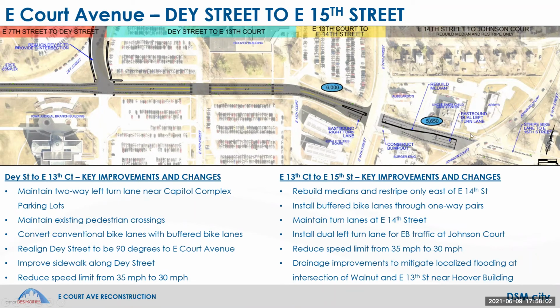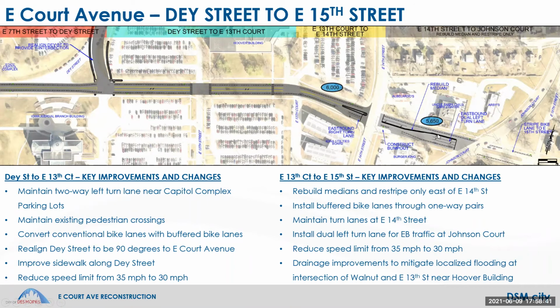This stretch between East 14th and Johnson Court was recently reconstructed in the past 5 years or so. So we won't be reconstructing that street, but we'll be rebuilding the median to kind of allow us to reallocate some of that street width to the buffered bike lanes, and then also provide a dual left turn lane from East Court onto Johnson Court. That's kind of one of the heaviest movements at these one-way pairs. And so removing that one travel lane gives extra space for those vehicles to make that left turn.